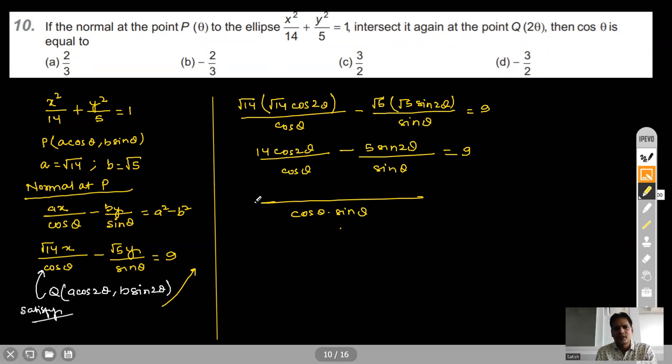Or can we further simplify it? What can we do? Cos 2 theta and sine 2 theta, no? Okay, so this will be 14 into cos 2 theta into sine theta. Is it okay? And here, minus 5 sine 2 theta into cos theta, and that is equal to 9.